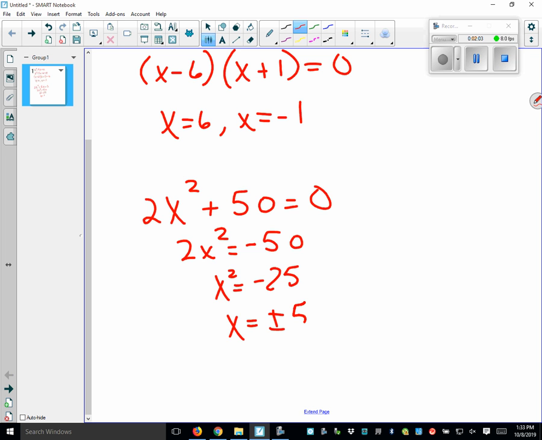Don't forget plus or minus. What? Yes. Remember, it's all fun and games till somebody loses an eye. Or what? Or a plus or minus. Or a plus or minus.